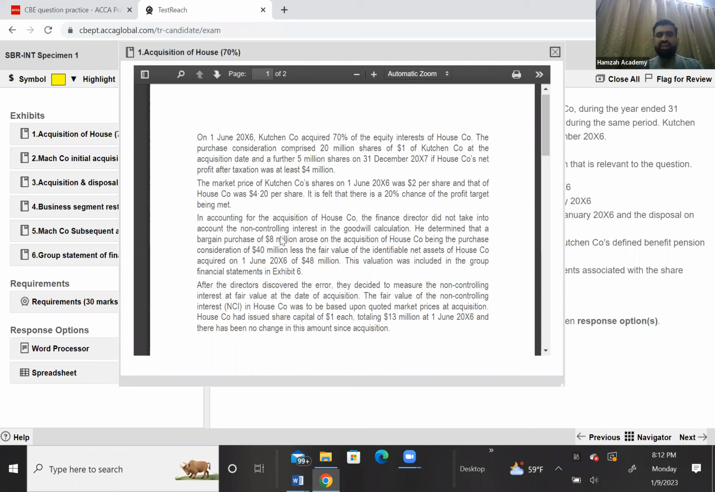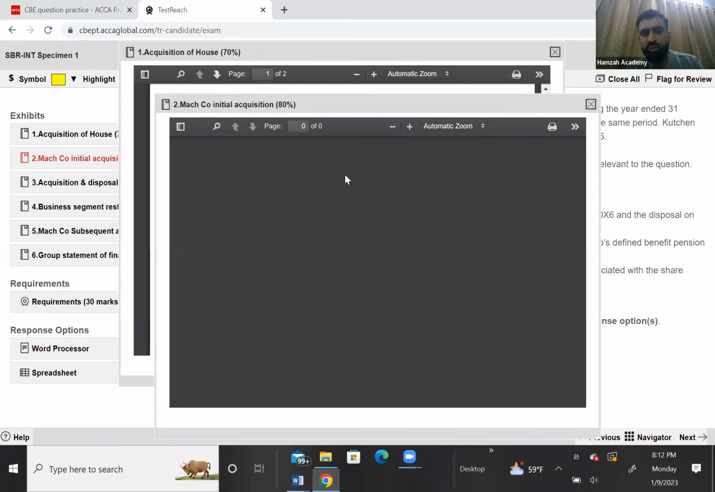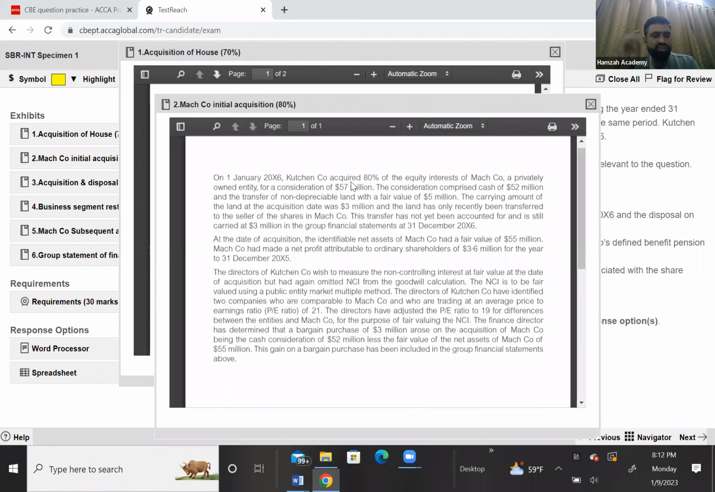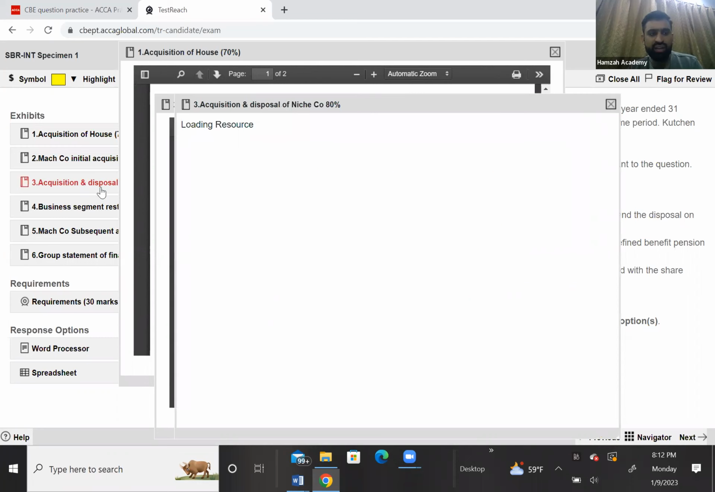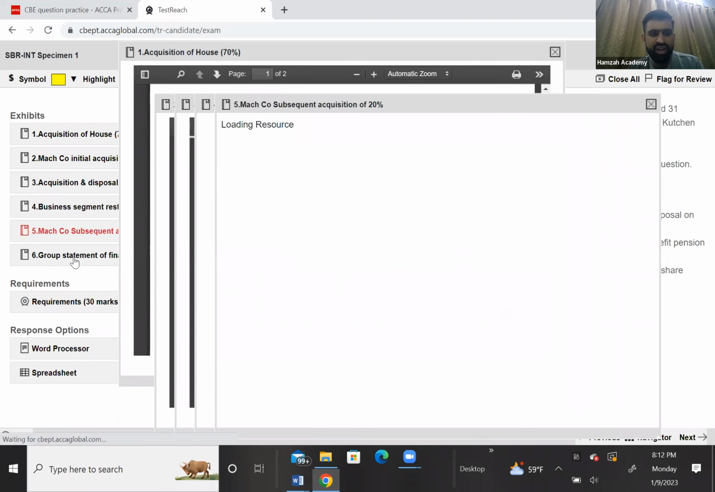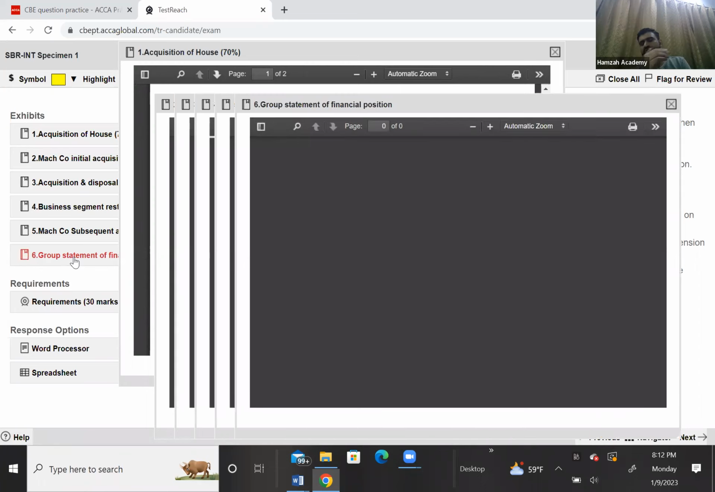So you will read exhibit 1, then exhibit number 2. When you click exhibit number 2, the next page of question 1 will open, and in that the information would be given, and so on. Exhibit number 3, exhibit number 4, 5, and 6. Obviously you will complete the reading of the exhibits first.